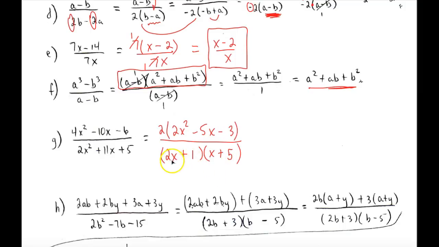And so if we multiply the outer and the inner terms, we see that 2x times 5 is 10x, 1 times x is x, so 10x plus x is 11x. So we're good here. From here we need to factor out the numerator now. So go ahead and finish up writing this.